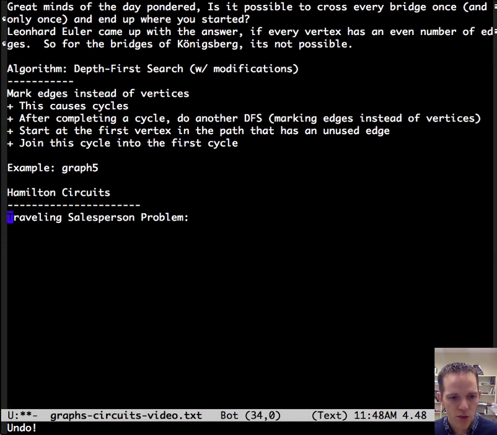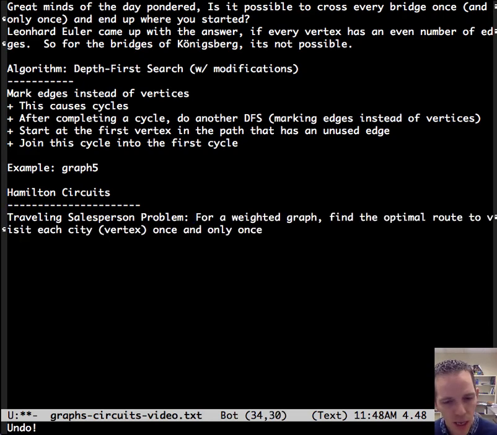So that's Euler circuits. Now let's talk about Hamilton circuits. A Hamilton circuit, remember, is where we visit every vertex once and only once and end back up at the original vertex. This is exemplified by the classic computer science problem, traveling salesman. The problem for a weighted graph is to find the optimal route to visit every city vertex once and only once. That sounds just like a Hamilton circuit.